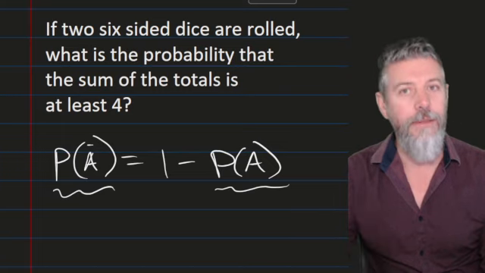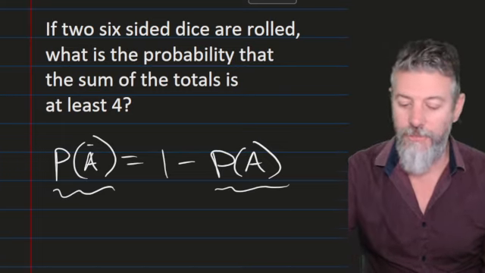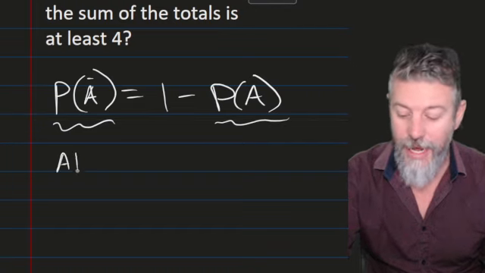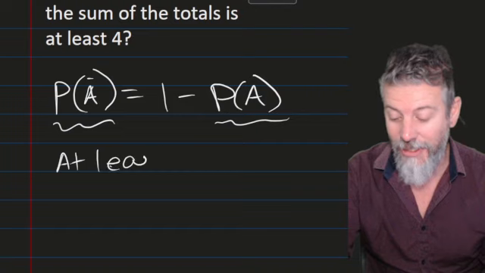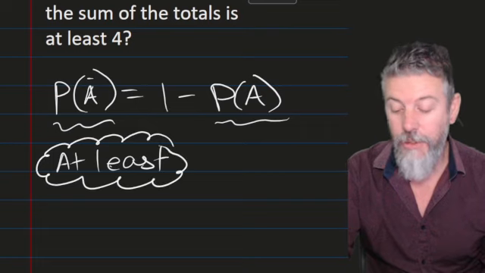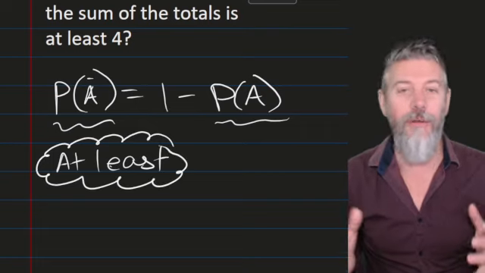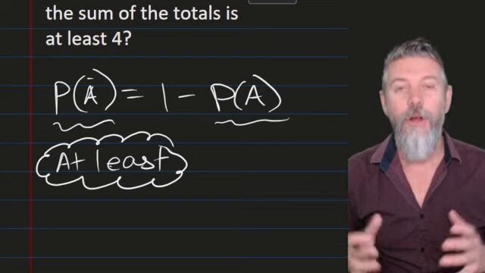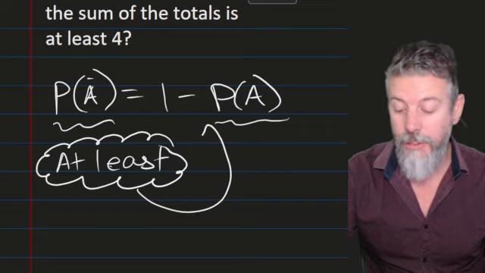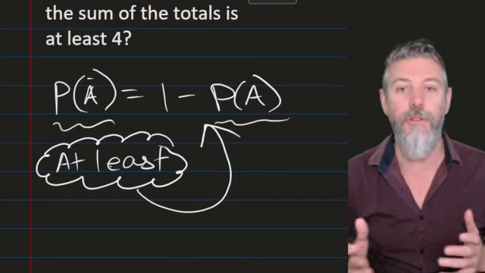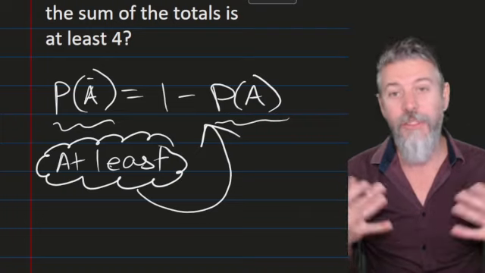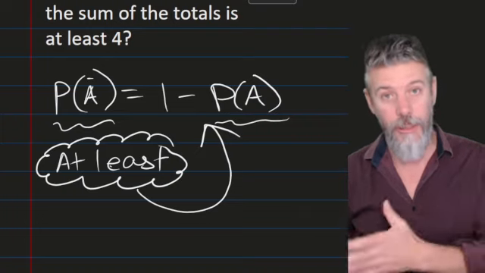So why would we think of doing that in this question? And the key is this: the words "at least". Whether you are writing a learning log or a summary or something like that, whenever you see the words "at least", your brain has to go straight to this rule. This is a complementary event.